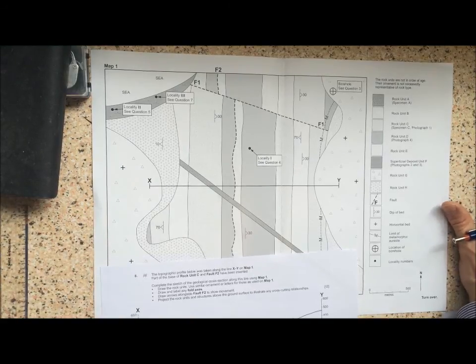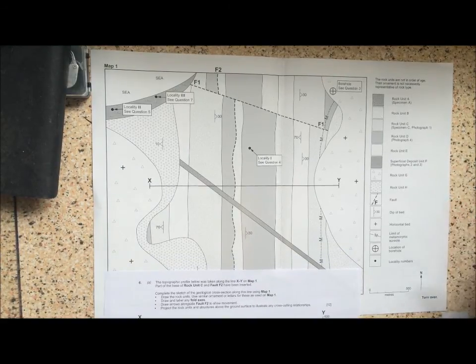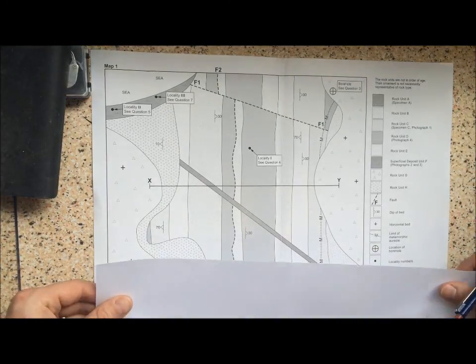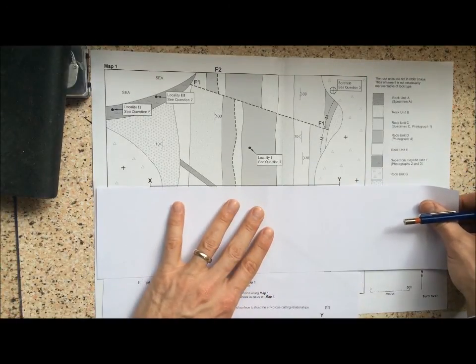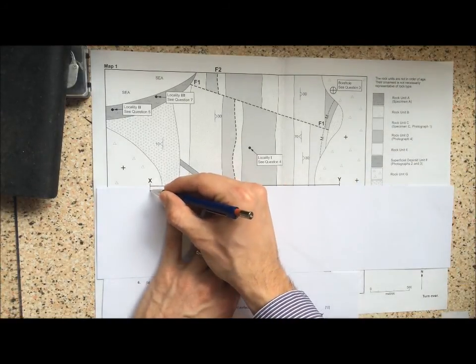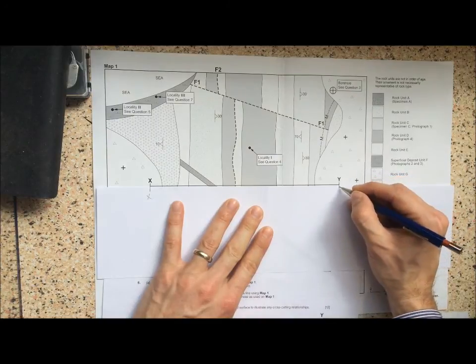So the first thing I like to do with the cross section is try and start with the youngest rocks. So obviously we've got to use our line XY here, so we're going to just make some marks on there to show the extent of the cross section that we're going to draw.